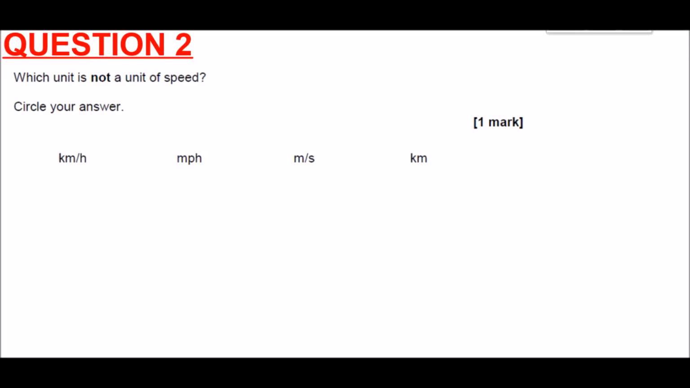Question 2, which is not a unit of speed. That means kilometers per hour, this is miles per hour, meters per second, and this is kilometers. Kilometers is a unit of distance, not a unit of speed. And so we need to circle kilometers because kilometers isn't a unit of speed, it's just a unit of distance.